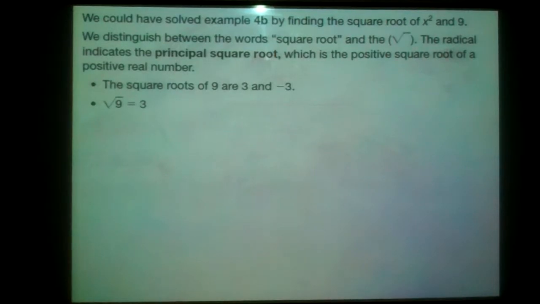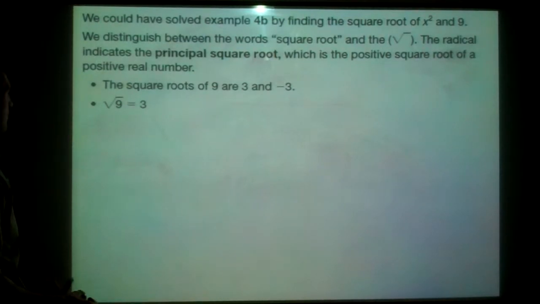So this kind of shows you what I took us through before. We distinguish between the word square root and the radical. The radical indicates the principal square root, which is the positive square root of a positive real number. So the ones that we usually talk about are the principal square roots. But the square roots of 9 are 3 and -3. Now if we take the radical of 9, or we talk about just the principal square root, we're just talking about the positive one. That's not going to be such an issue.